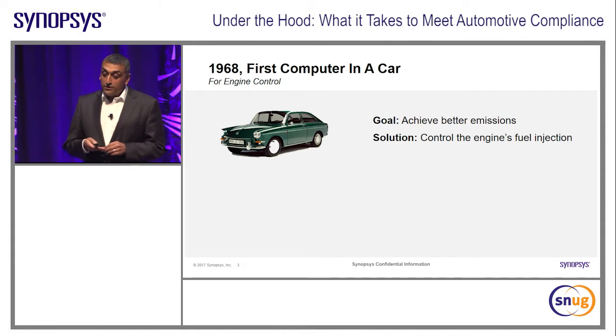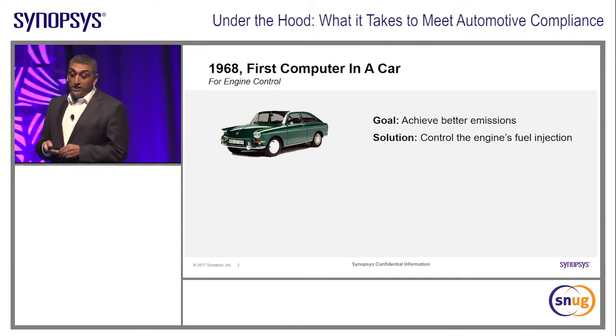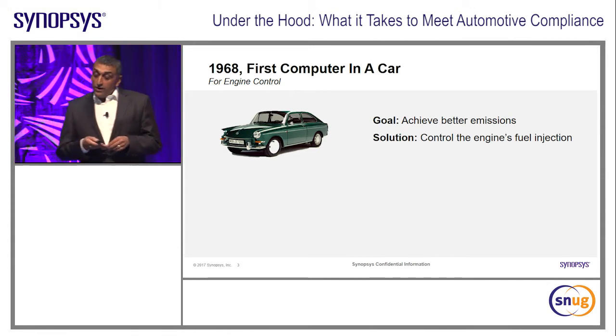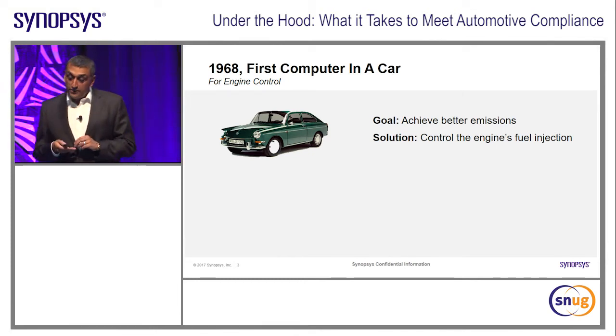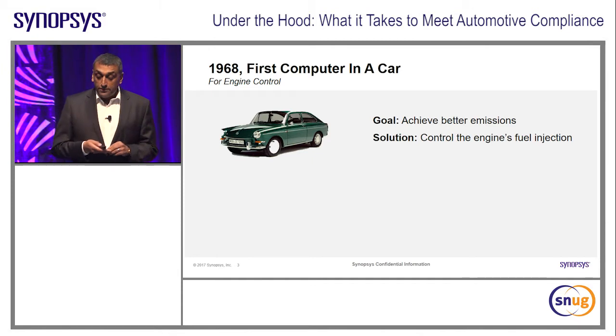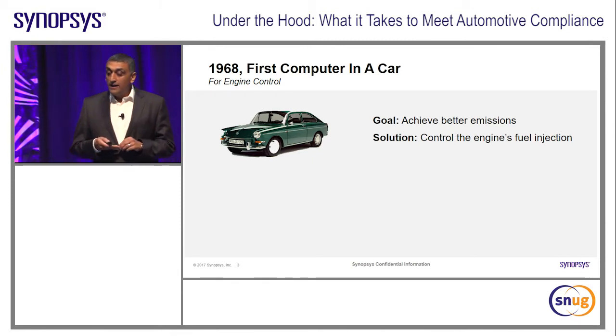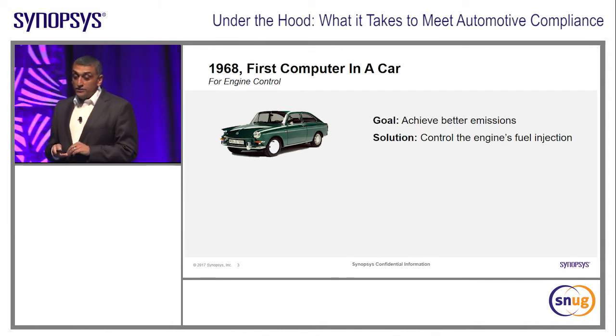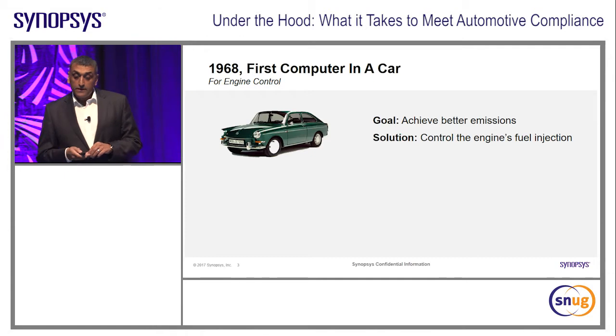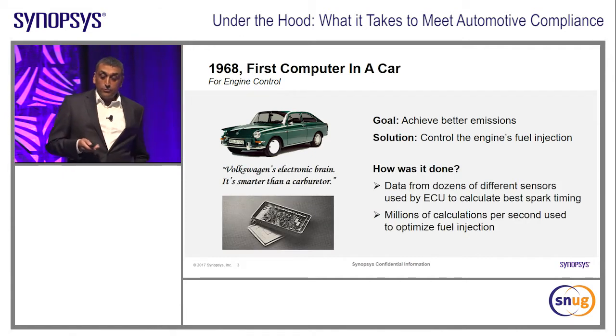They came up with a concept to control the emissions that went from looking at the coolant temperature all the way to the amount of oxygen that was generated in the exhaust. So they had sensors around the car, and they wanted to be able to take all that information, all that data, and control the engine's fuel injection. So this is how it was done.